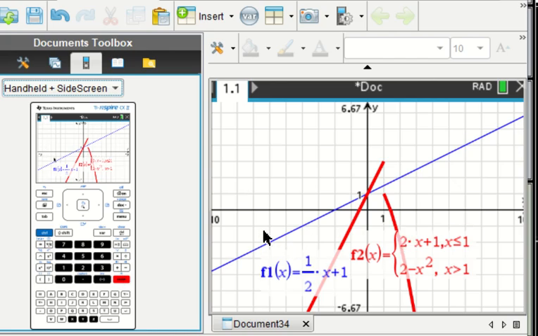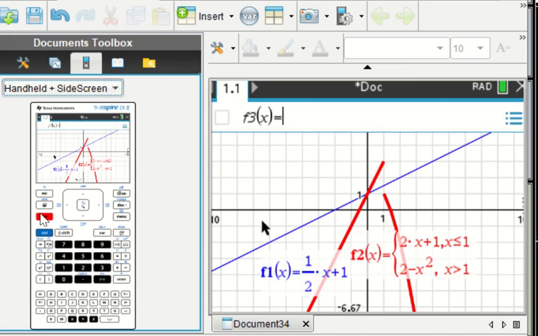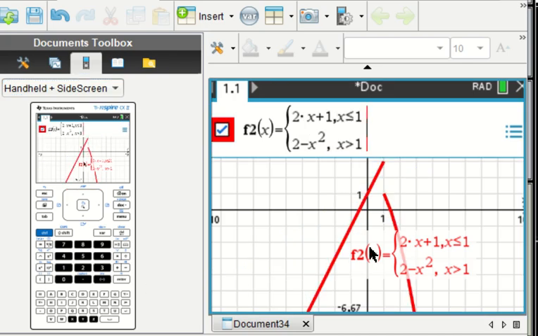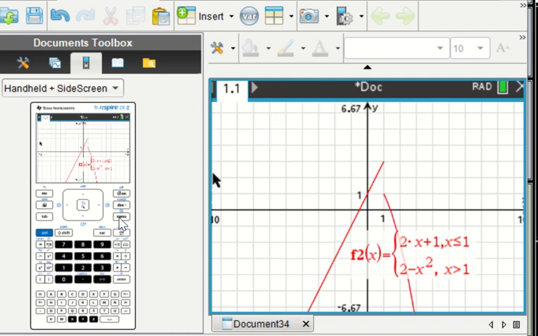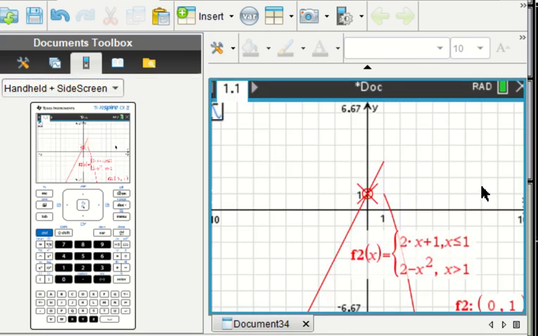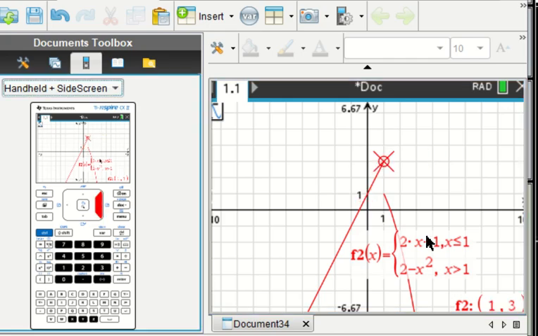So notice my blue graph, I'm done with that. So if I press tab, arrow up, I can turn that graph off. And now I'm just focused on getting this graph onto my paper. So menu 5-1. We already set our trace step. So notice 0, 1 is a point on my graph. If I arrow to the right, my maximum is -1, 3. So I'm going to start at -1, 3.